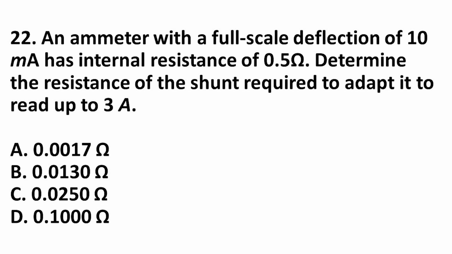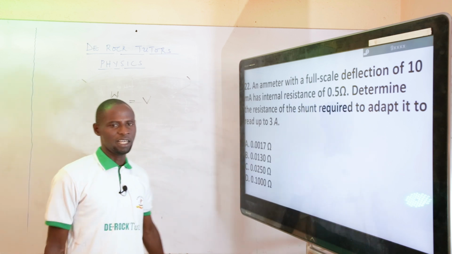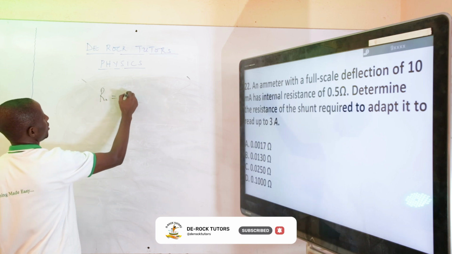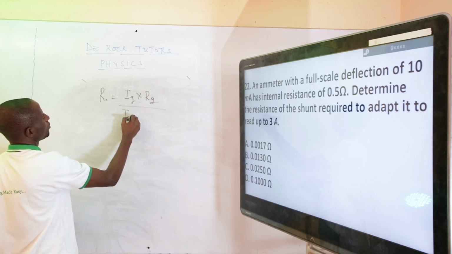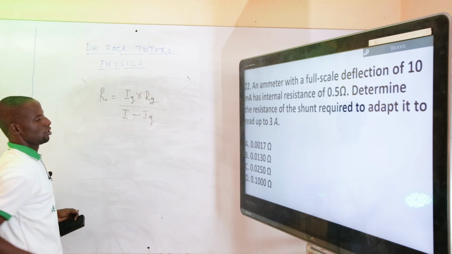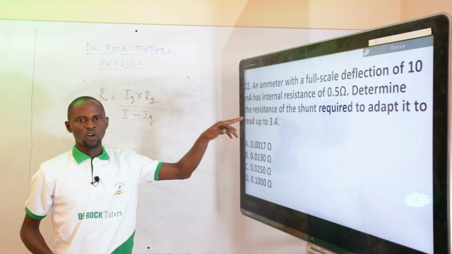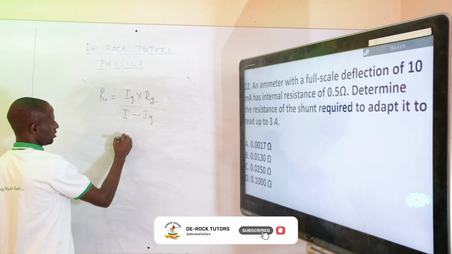An ammeter with full scale deflection of 10 milliampere has an internal resistance of 0.5 ohm. Determine the resistance of the shunt required to adapt it to read up to 3 ampere. This question comes under the conversion of a galvanometer to an ammeter. The formula to use there is: resistance of the shunt is given by the current of the galvanometer multiplied by the resistance of the galvanometer, divided by the circuit current minus the galvanometer current. Because this current is very low, it will be the current of the galvanometer, because it records a very small amount of electric current. So the current of the galvanometer is 10 milliampere.